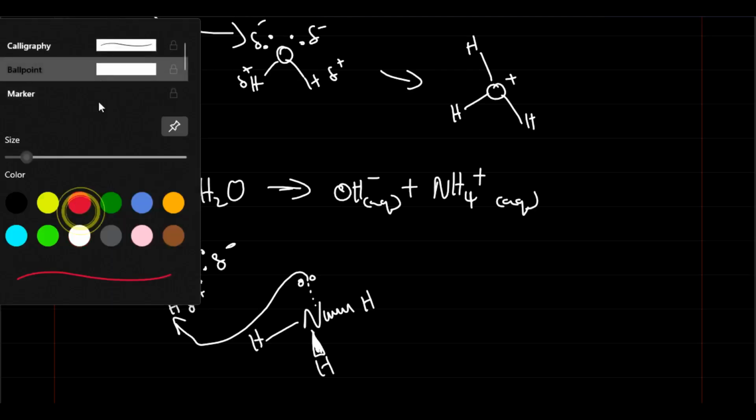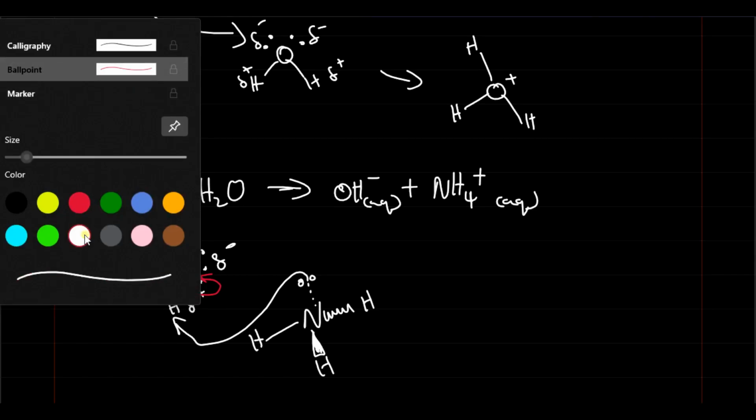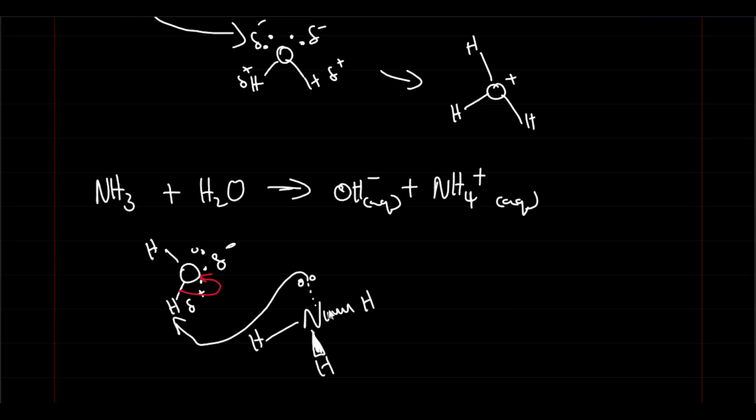Let me select a different color. So this bond pair is going to go back to the oxygen. Remember that here 2 electrons are shared: oxygen has 1 electron and hydrogen has 1 electron. So when this bond pair goes back to oxygen, oxygen is going to have 1 extra electron. Now the ammonia is going to share its lone pair with the hydrogen that does not have an electron, so the nitrogen is going to be positively charged.